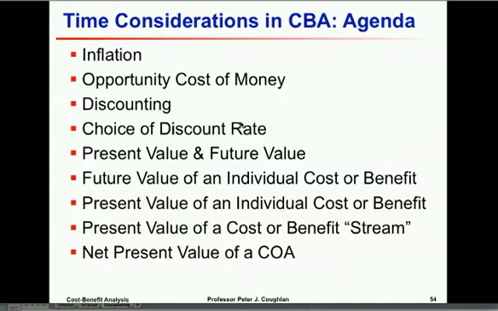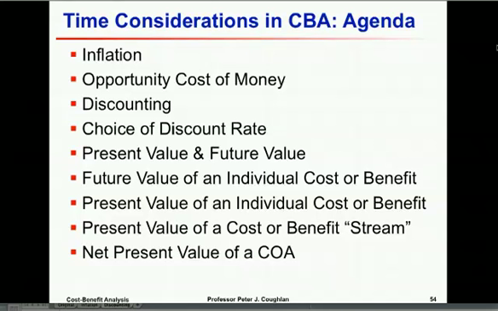We adjust for inflation by deflating using the projected inflation rate. We adjust for the opportunity cost of money by discounting, and we use a discount rate. We talked about how we chose a discount rate, and then, once you have a discount rate, how you discount costs or benefits in the future.